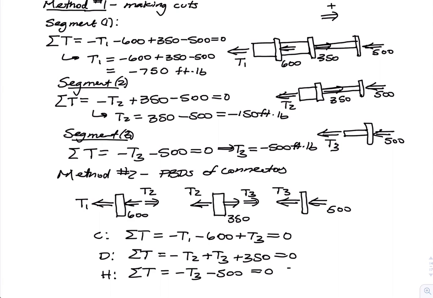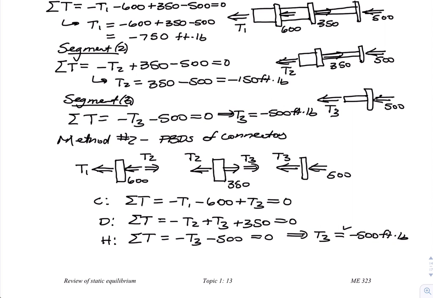And so I work my way from right to left. I see that T3 is equal to minus 500 foot-pounds. And that agrees with what I had before. This equation here says that T2 is equal to T3 plus 350. So that's equal to minus 150 foot-pounds.